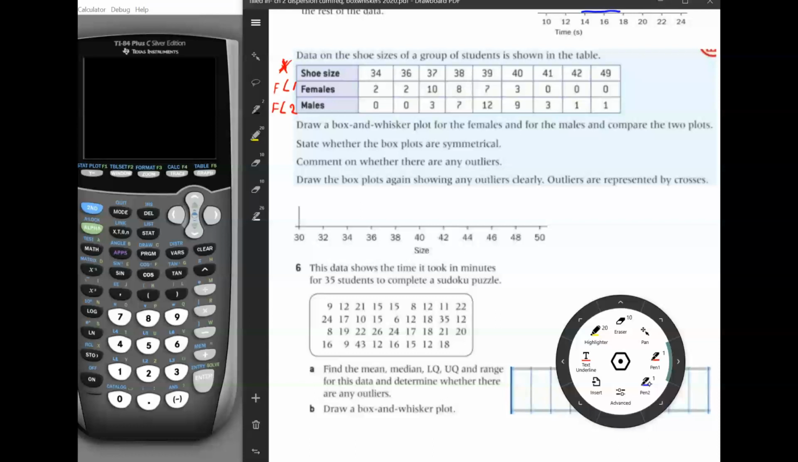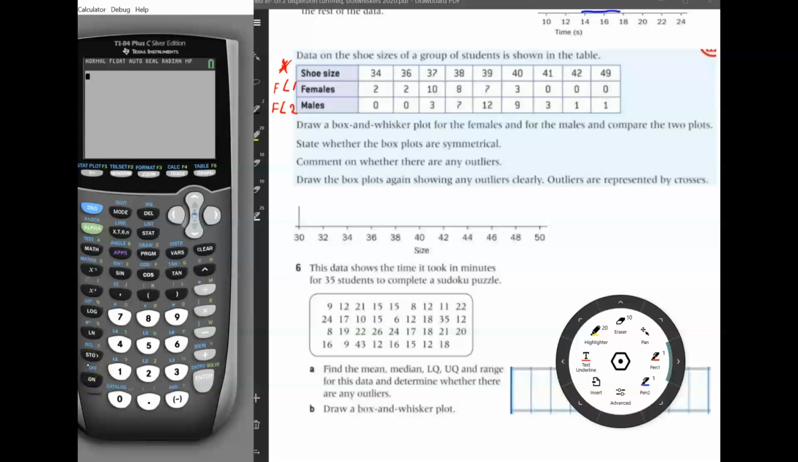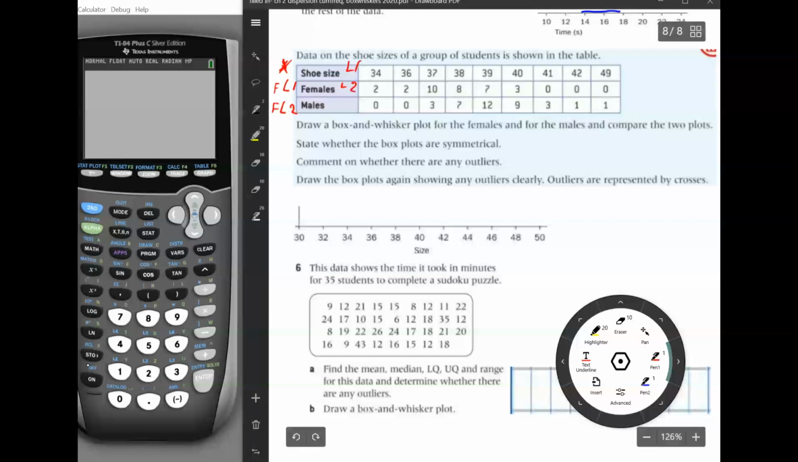and we would need that for both of these. So what I'm going to do first is type this into L1, this into L2, and this into L3. Then first I'm going to do 1-Var Stats with L1 and L2, with L2 in the frequency list. Then I'm going to do 1-Var Stats with L1 and L3, also with L3 in the frequency list. That is going to give me the 5-number summary for each, and that will allow me to draw the box and whisker plots and look at the symmetry and outliers and try to answer those questions too, okay?